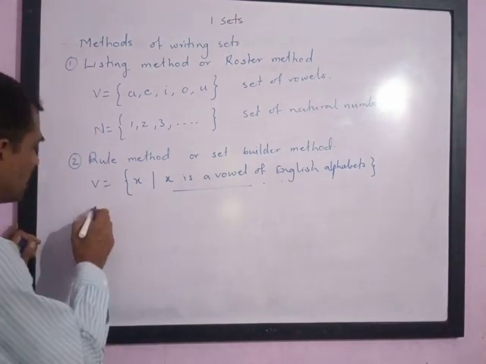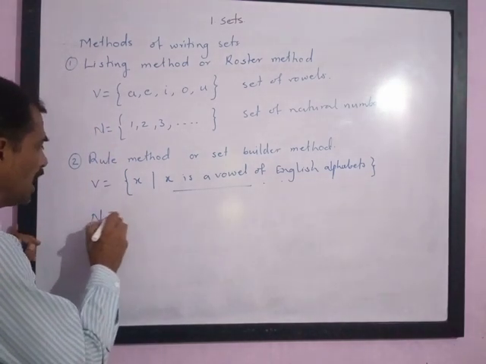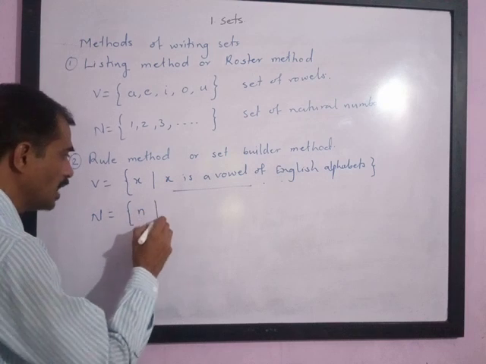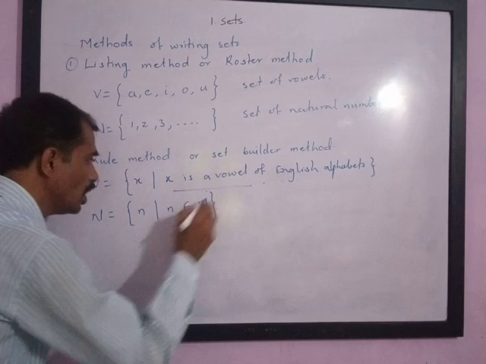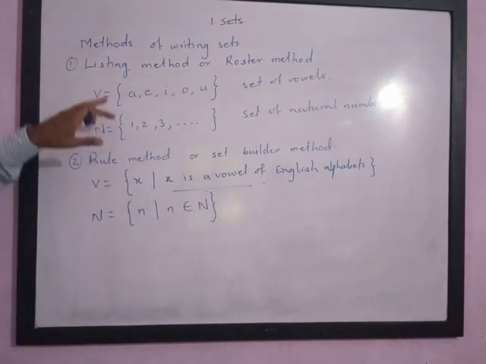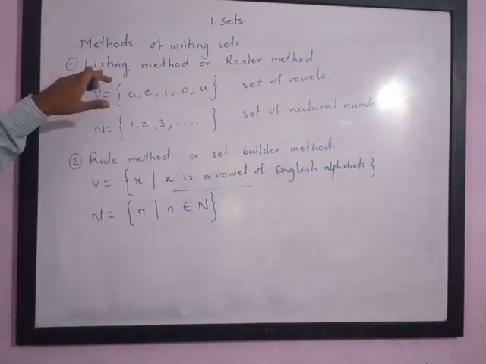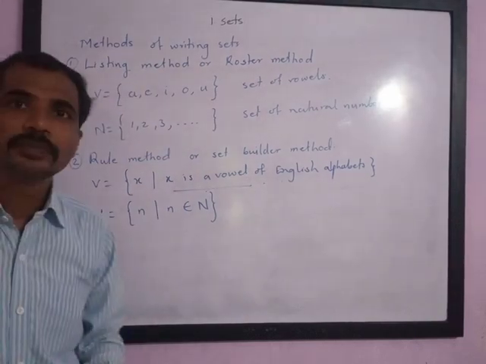Second is the set of natural numbers. So N is the set of n such that n belongs to natural numbers. So this is the way of writing sets by using the rule method as well as the listing method.